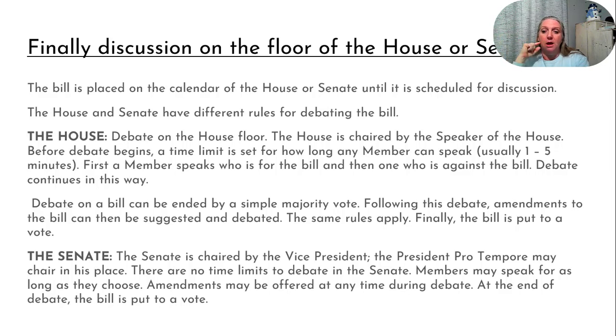Make sure it's written there. Members may speak for as long as they choose. Amendments may be offered at any time during the debate because the Senate does not have the Rules Committee, so they can add amendments to this bill and make changes on the floor. But again, there's 100 senators versus 435 representatives, which is why it's very different in structure on how bills are done. At the end of the debate, whenever it might be, the bill is put to a vote.